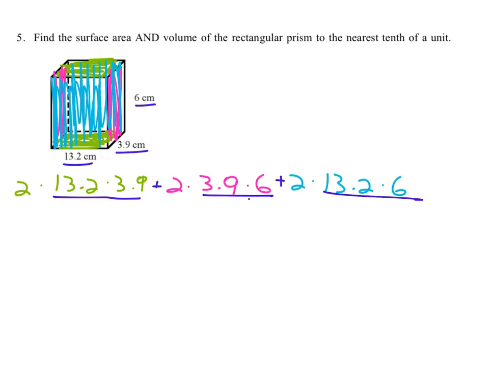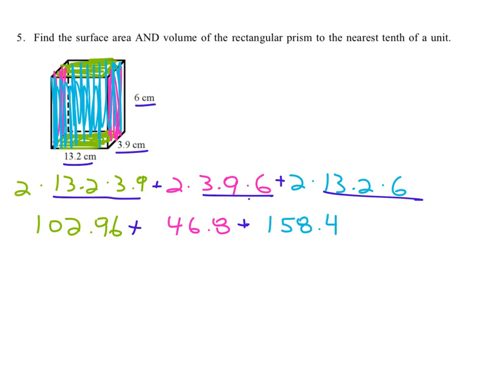But you can see what it looks like for each number. We can say 2 times 13.2 times 3.9, and we get, for this part of it, 102.96, plus, and then we will do 2 times 3.9 times 6, and we get, for this part of it, 46.8, plus, and then we can do 2 times 13.2 times 6, and we get 158.4 for the areas of the light blue sides.